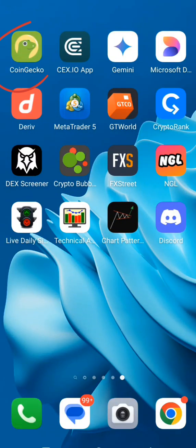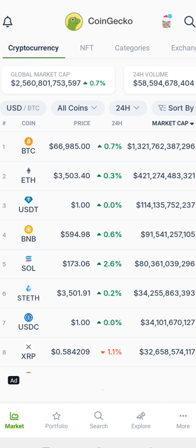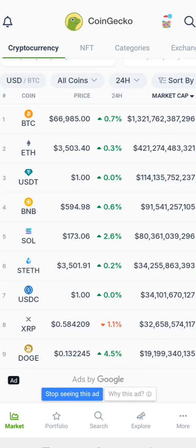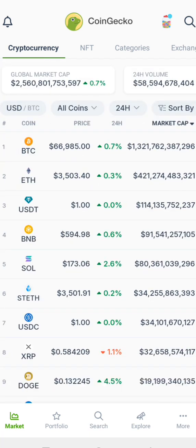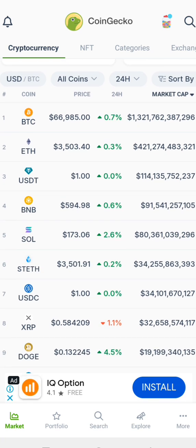Today we're analyzing the market with the CoinGecko app. CoinGecko is a market analyzing app. For you to get this CoinGecko app, first of all, open your Google Play Store or Apple App Store and download your CoinGecko app. After downloading the CoinGecko app, you click the CoinGecko, then this is what the interface will show you.